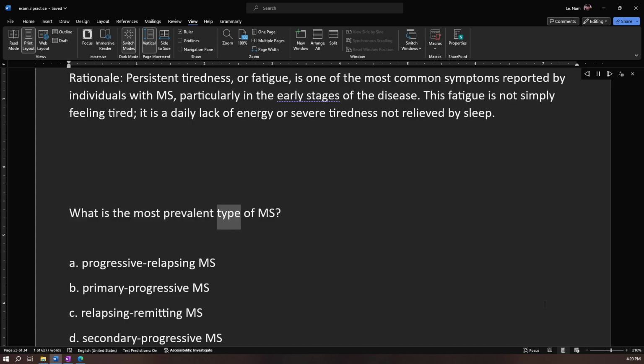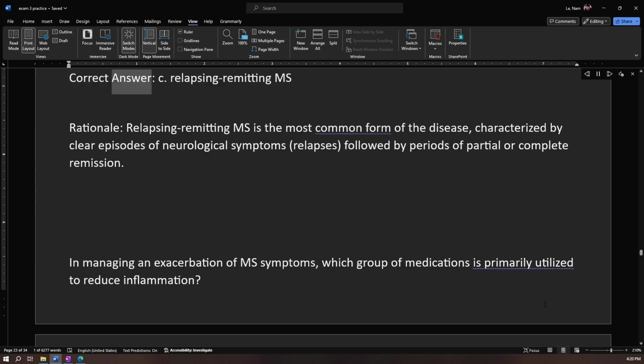What is the most prevalent type of MS? A. Progressive relapsing MS. B. Primary progressive MS. C. Relapsing remitting MS. D. Secondary progressive MS. Correct answer. C. Relapsing remitting MS. Rationale. Relapsing remitting MS is the most common form of the disease, characterized by clear episodes of neurological symptoms, relapses, followed by periods of partial or complete remission.